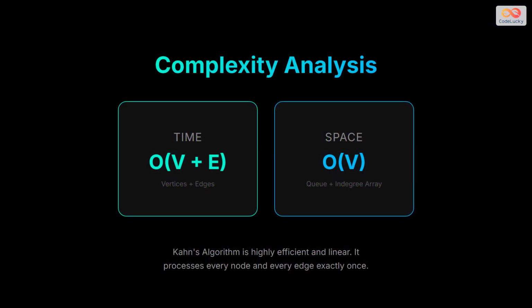Finally, let's look at the complexity. The time complexity is O(V + E), where V is the number of vertices and E is the number of edges, because we visit every node and edge once. The space complexity is O(V), used for storing the Indegree array and the queue. This makes Kahn's algorithm extremely efficient.